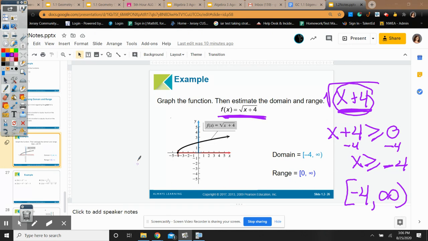For the range, you would go ahead and graph it. The range is going to come from the graph, and you would look, and it bottoms out at 0, and it goes up forever. So the low number is 0, the positive number is infinity.